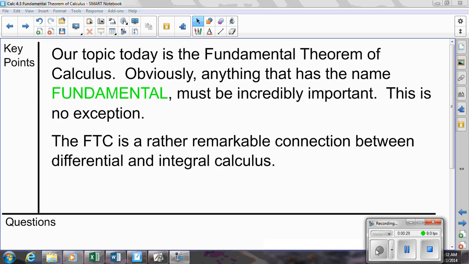Since our topic is the fundamental theorem of calculus, I do want to point out something. If you've got something that has the name fundamental in it, that should be a pretty huge clue that it's really, really, really important. And this is not an exception. The fundamental theorem of calculus is like, by the way, what's the derivative? I mean, how important is it to know what the derivative is? How important is it to know what the fundamental theorem of calculus is? Massively, massively important, because it's a pretty remarkable connection that ties differential calculus, where you take derivatives, together with integral calculus, where you're doing integration.